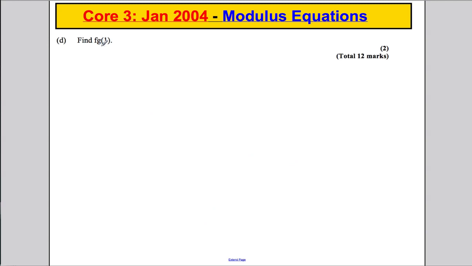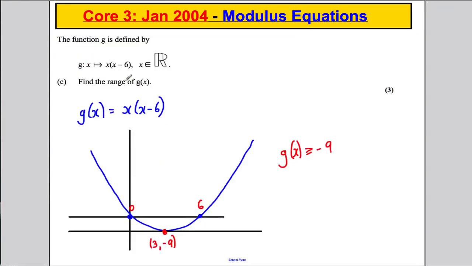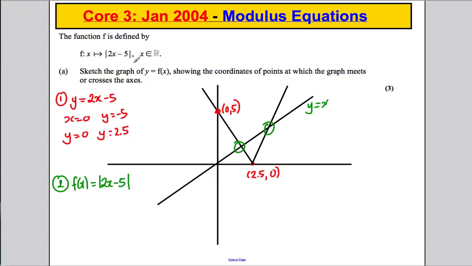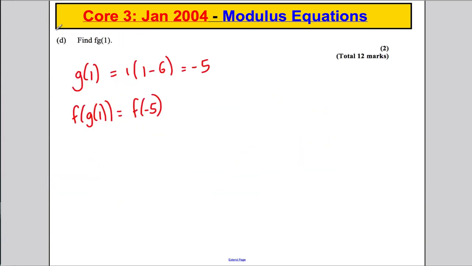And the last part, find f of g of 1. g of 1 would be, substituting 1 in here, 1 times 1 subtract 6, which is equal to negative 5. f of g of 1 would be f of negative 5. Looking back at our definition of f, if x was negative 5, it would be this branch here, where it would have a value. So let's stick in negative 5 into this.